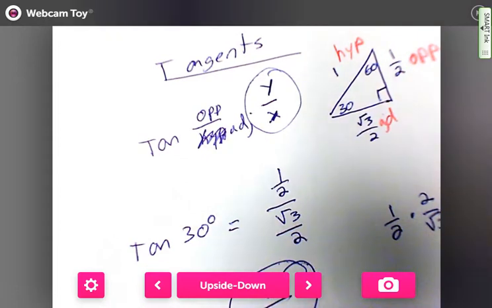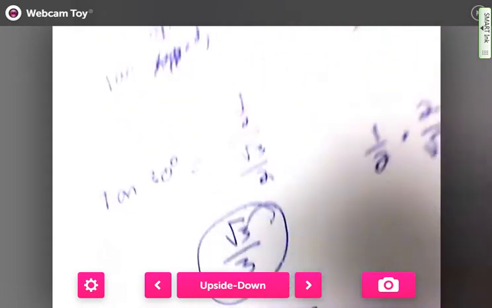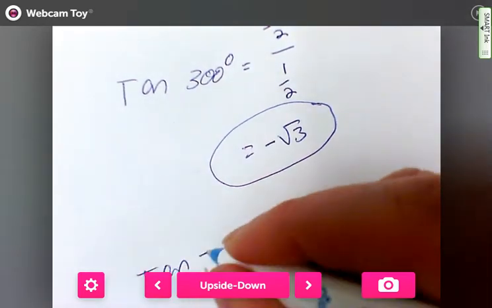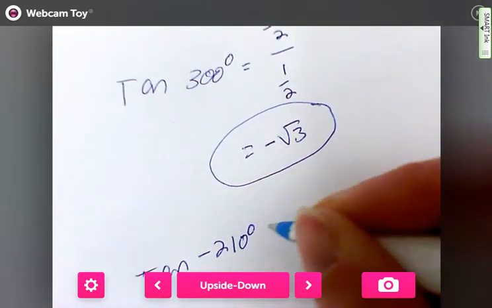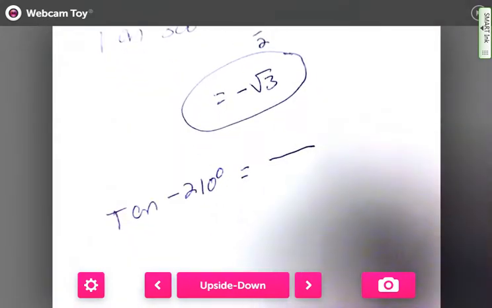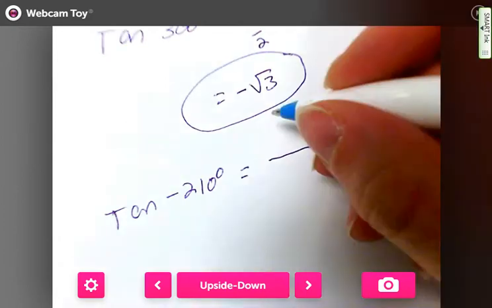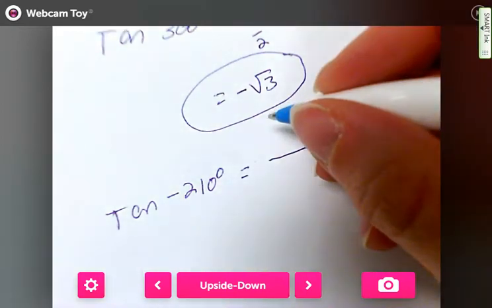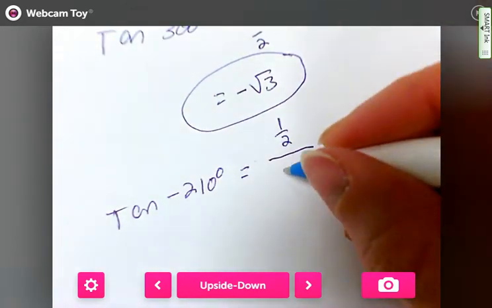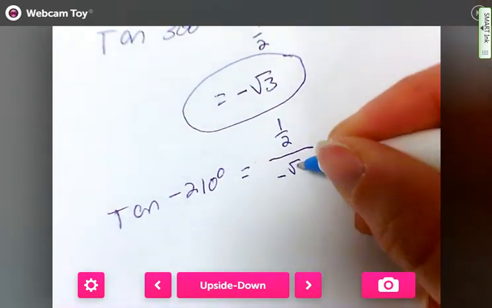Go ahead. You sure? Okay. All right, let's look at tan of negative 210 degrees. Remember, we should get those 2 fractions first. So let's look at negative 210. Everybody found it? What's the y value for negative 210? It's 1/2. And what's the x value? Negative square root 3 over 2.